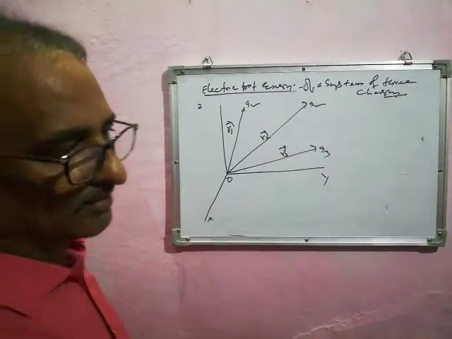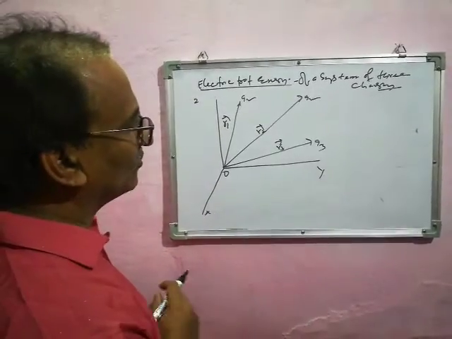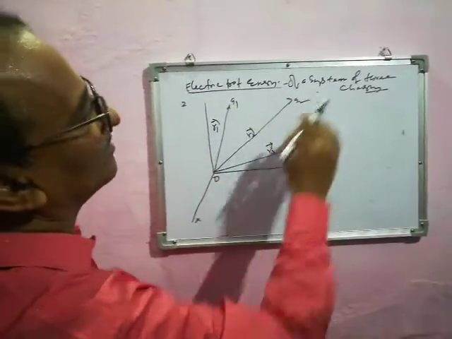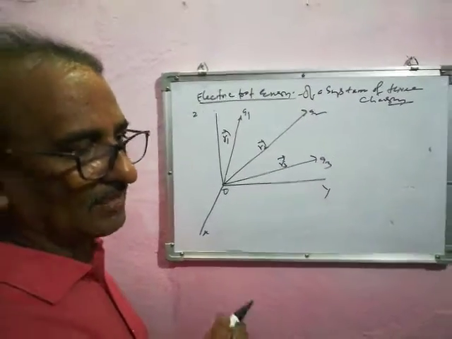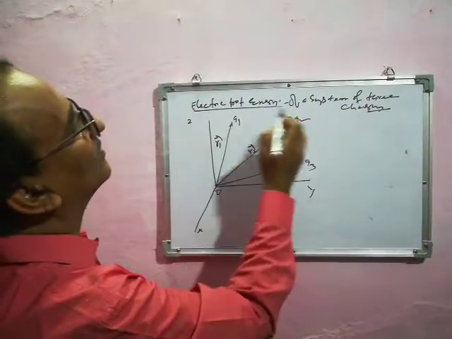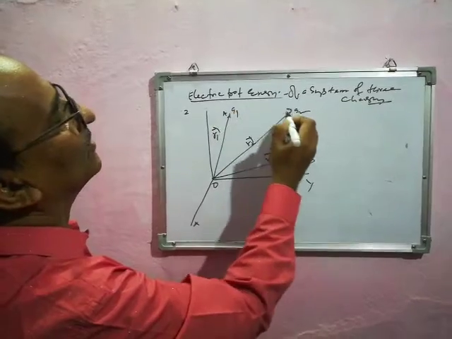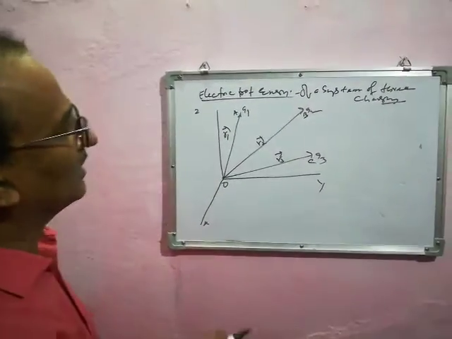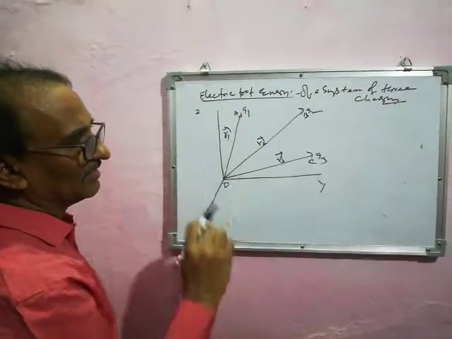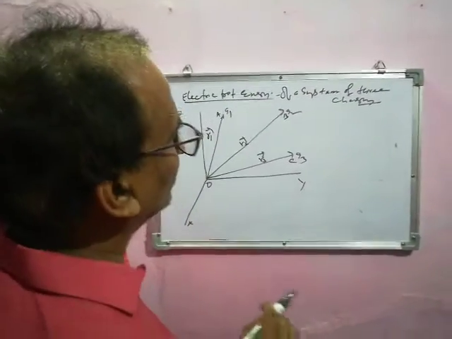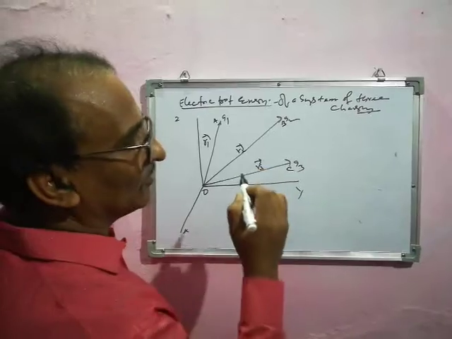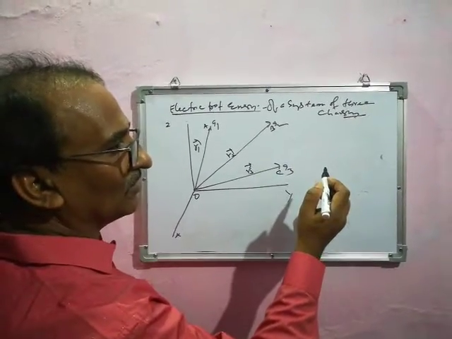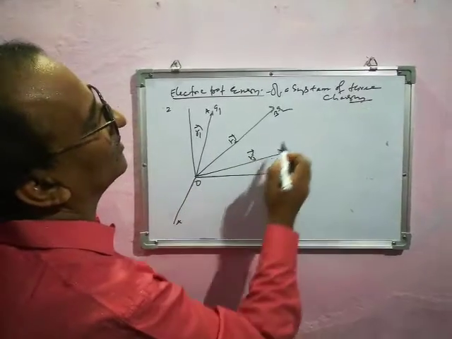This system has a potential energy, and how can we deduce the expression for the potential energy? First of all, we consider that these charges are at infinity, and then we calculate the work done in bringing these three charges to their positions A, B and C. So first of all, let us consider that the charges are at infinite distance. We bring the charges one by one. So what is the total work done? This work done will be equal to the potential energy of the system.